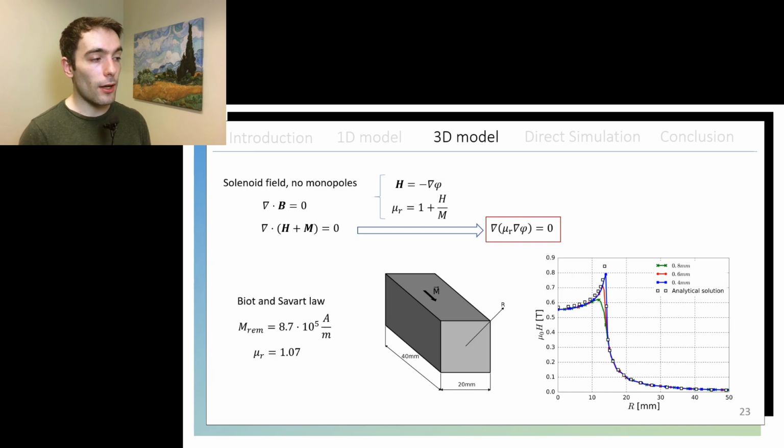Well, I chose a case that would have an analytical solution by the Biot-Savart law, and it consisted of that bar magnet you see there with a constant remanent magnetization. And on the right side of the slide, you can see a graph. There you can see how, as we decrease the cell size at the surface, we approach the discontinuity that is present at the corner of that bar magnet.